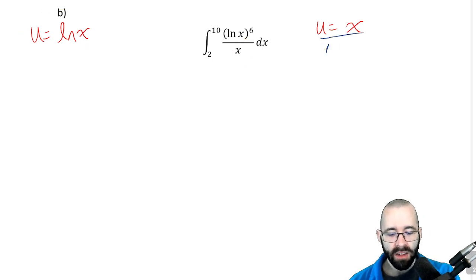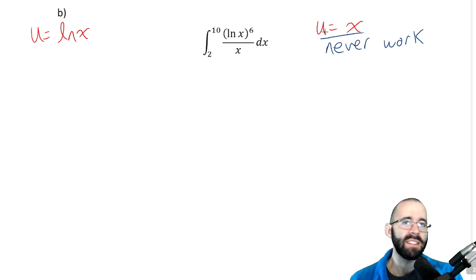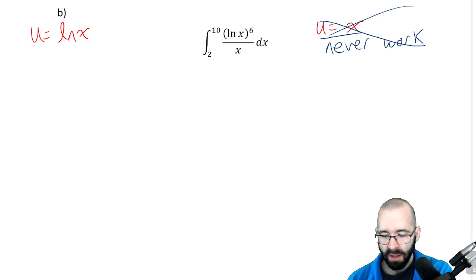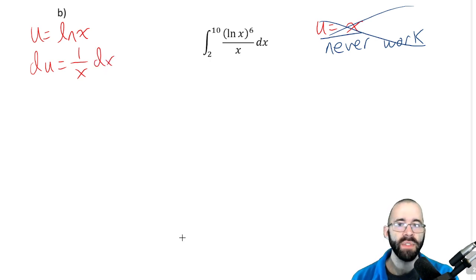As a side comment, this will never work, because this isn't a substitution at all, right? If u is x, all that is just changing your variable, but you're going to get the exact same functions. So u is x, that will never work for any integral, unless you just didn't need substitution to begin with. So we don't want this. This is the u sub that we want. So du will be the derivative of u with respect to x times dx.